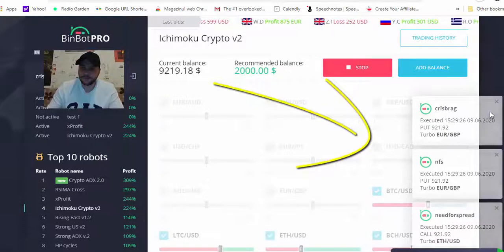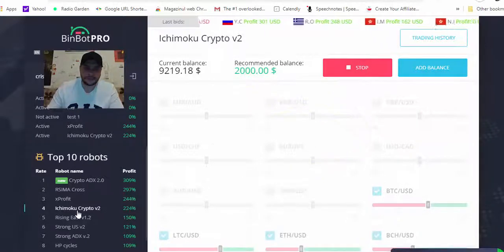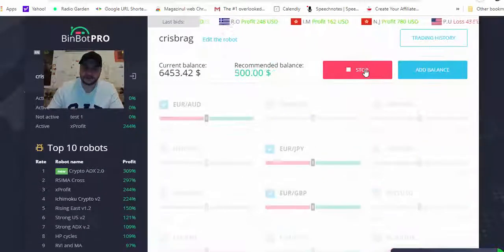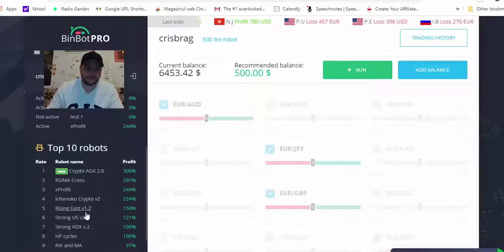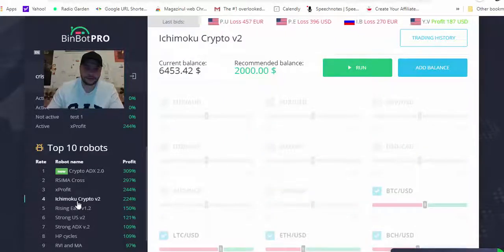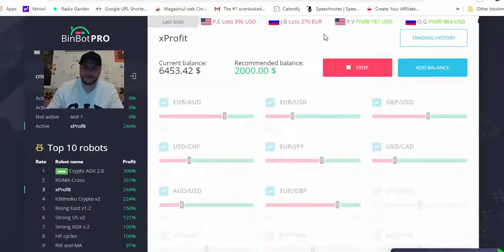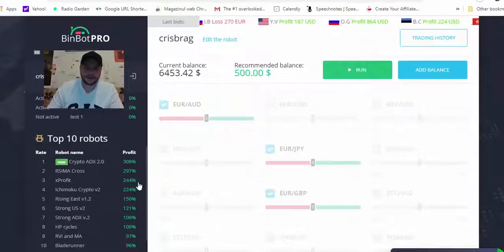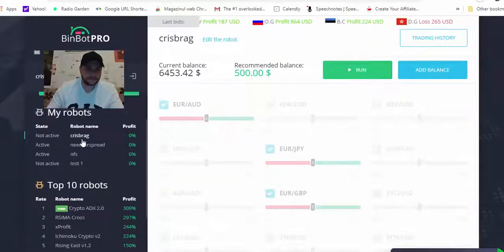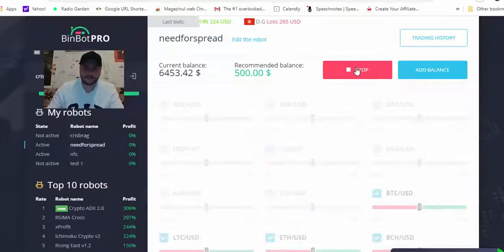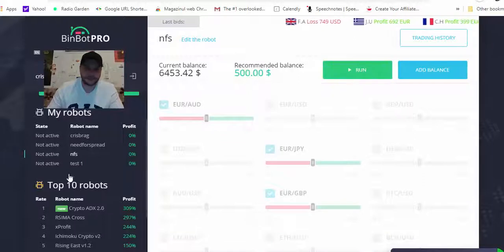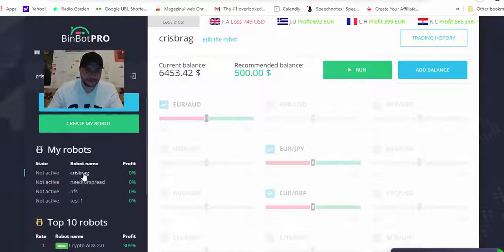All right, and we have three other trades placed, and let's stop all these robots. Ichimoku, X Profit, stop. Chris Bragg, Need for Spread, stop. NFS, stop. Let's see if there are other ones.